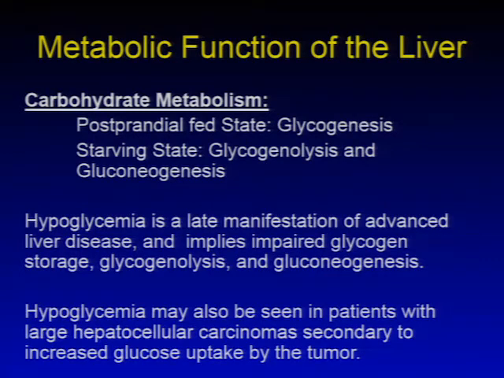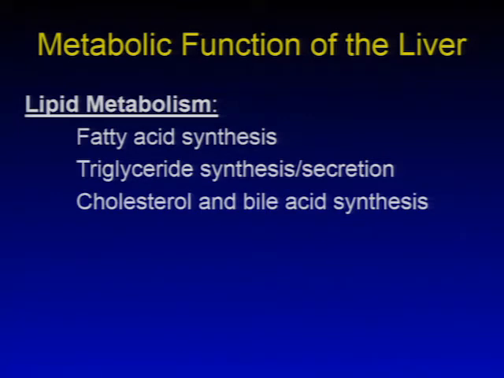Clinical relevance: hypoglycemia is a late manifestation of advanced liver disease and implies impaired glycogen storage, glycogenolysis, or gluconeogenesis. Hypoglycemia may also be seen in patients with large hepatocellular carcinomas secondary to increased glucose uptake by the tumor. The role of the liver in lipid metabolism is mainly fatty acid synthesis, triglyceride synthesis, and cholesterol and bile acid synthesis.